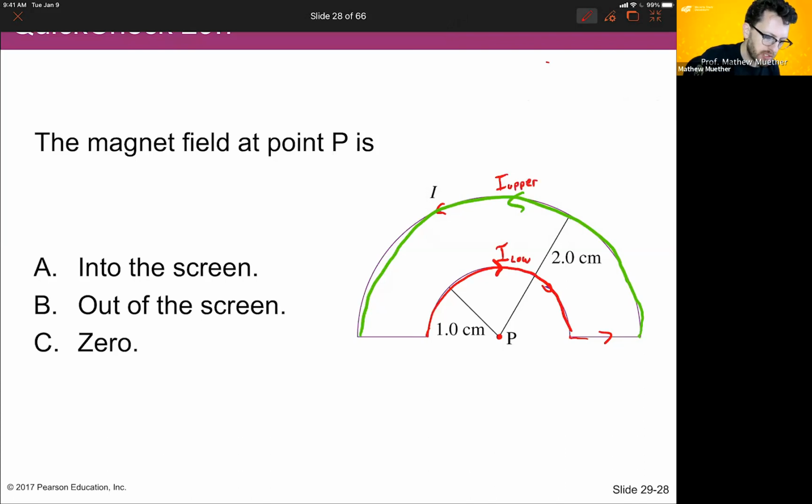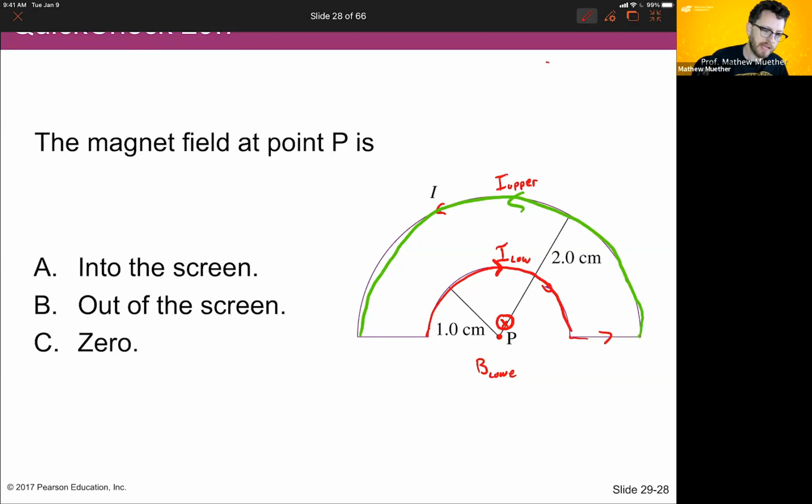What direction is the magnetic field coming from the lower wire? Well, let's see, I can use my right-hand rule. If I just look at the current flowing at any point, I can point my thumb in the direction of the current flowing around that lower loop and curl my fingers around that wire and find that the magnetic field coming from that lower loop wants to point into the page here.